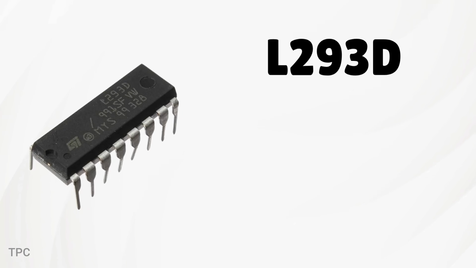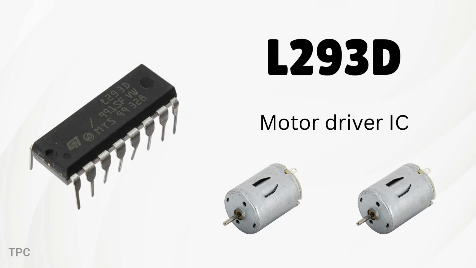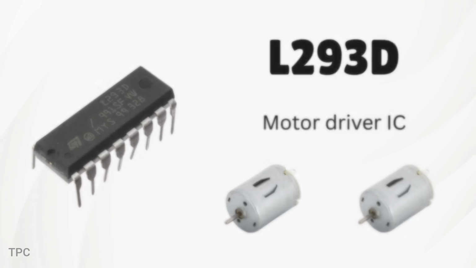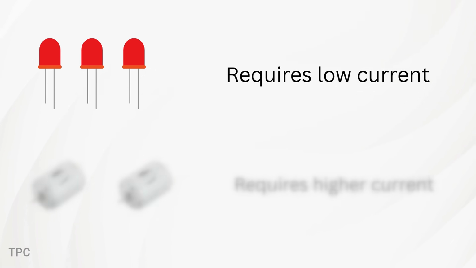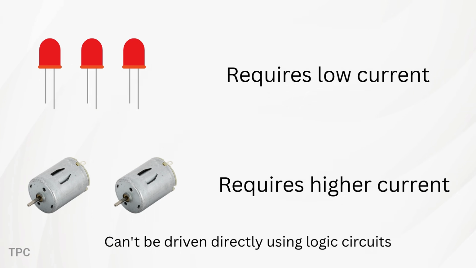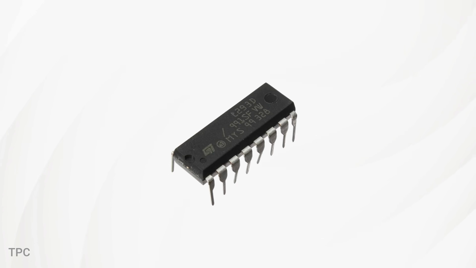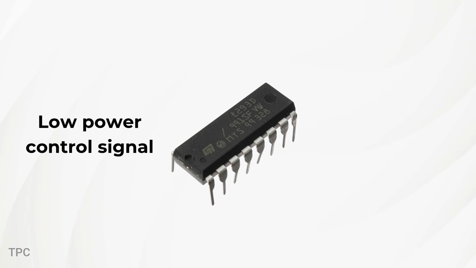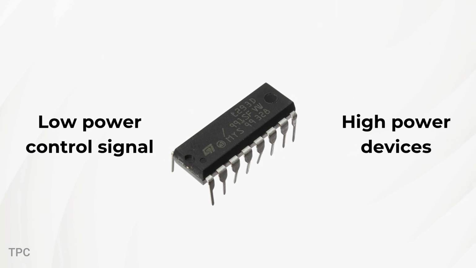The L293D is a motor driver IC that allows you to control up to 2 DC motors using low-power control signals. Unlike LEDs or small circuits, motors require much higher current, and you cannot drive them directly using logic circuits or microcontrollers. So this IC acts as a bridge between low-power control signals and high-power devices like motors.